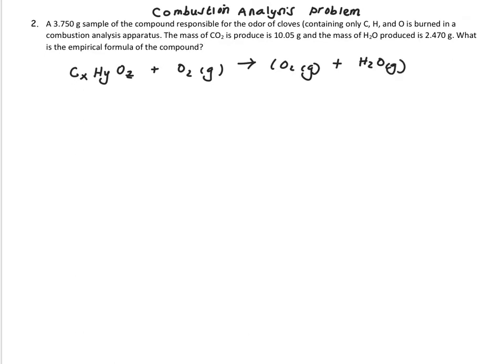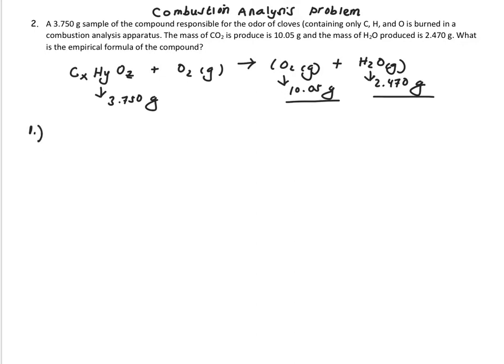And according to the problem, we have 3.750 grams of our hydrocarbon, 10.05 grams of carbon dioxide, and 2.470 grams of our water. So we need to find out the amount of carbon and hydrogen. And so we're going to get our amount of carbon and hydrogen from the amount of carbon dioxide produced and the amount of water produced.